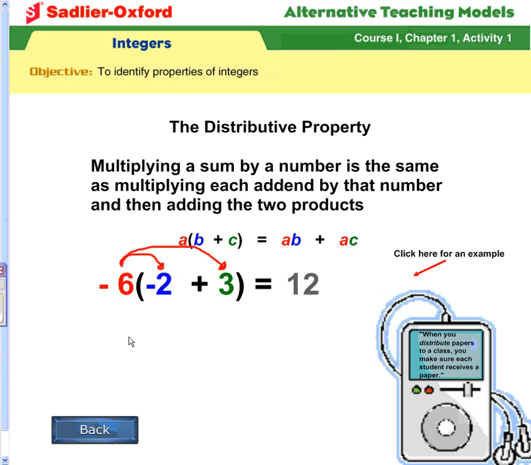Here is an example with numbers. The sum of -2 and 3 multiplied by -6 is equal to the product of -6 and -2, or 12, plus the product of -6 and 3, or -18.